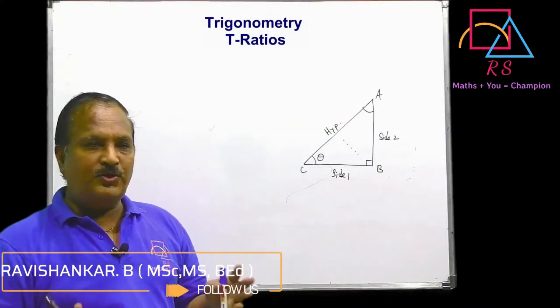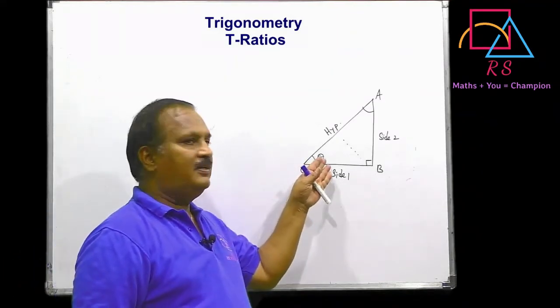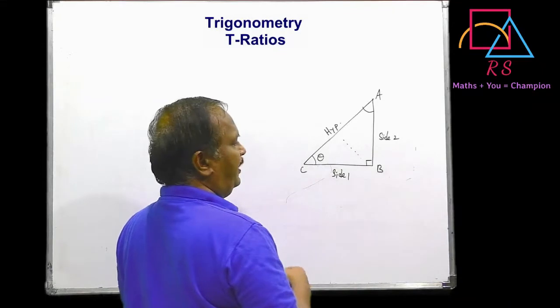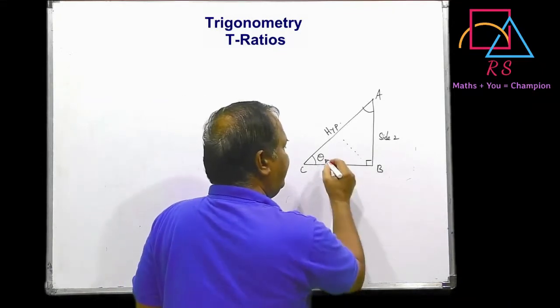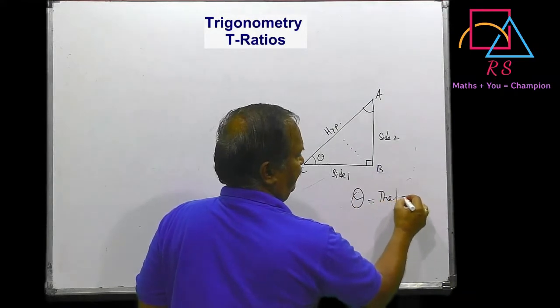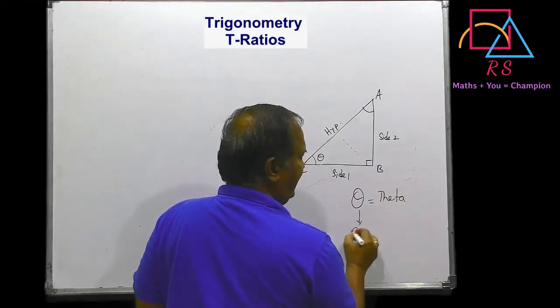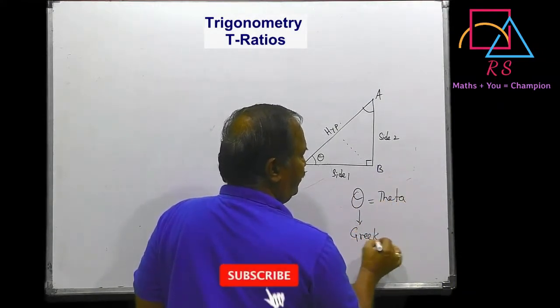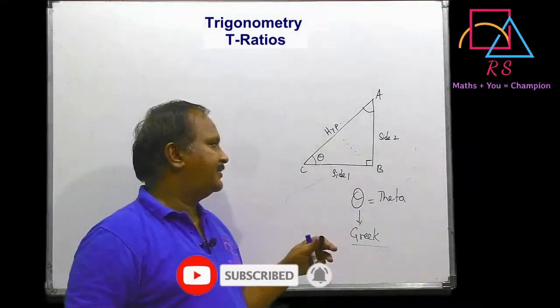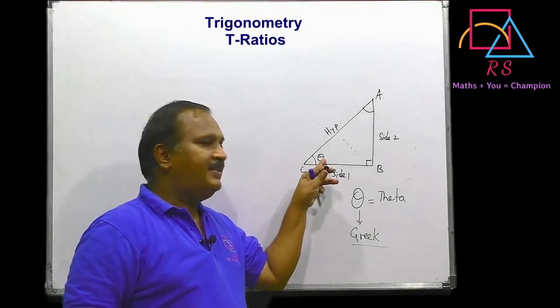Let us go to the relation between the angles and the sides. Before that, here I have written one symbol, that is theta. This is a Greek letter. Usually we denote this theta to represent the angles. So I have written theta.